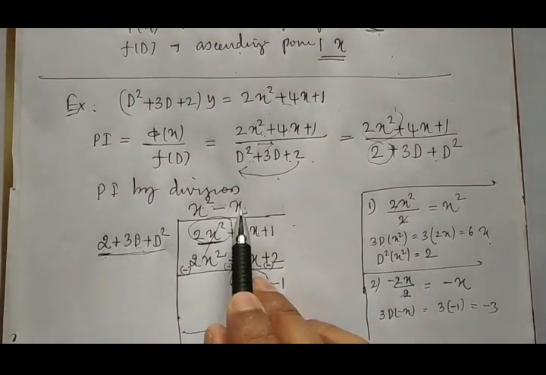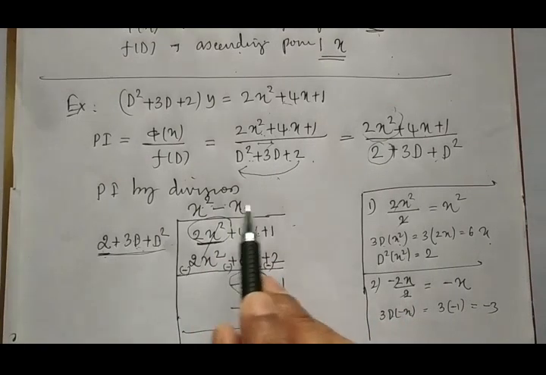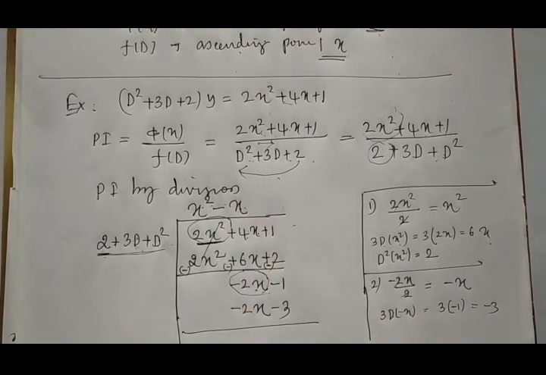Next, minus x into D square. First differentiation of minus x becomes minus 1. Then differentiation of minus 1 will be 0.